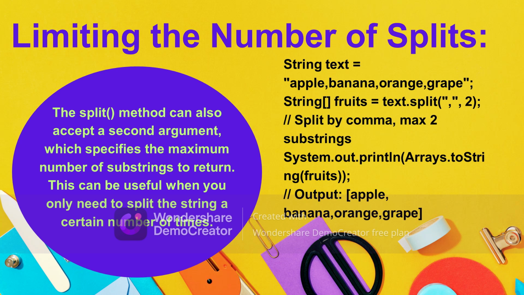The array is converted to a string, and the fruits are stored in the form of an array. This is how we split based on the number of splits, which specifies the maximum number of substrings to return. This is useful only when you need to split the string a certain number of times. In that case we can use this limit on the number of splits. Next.